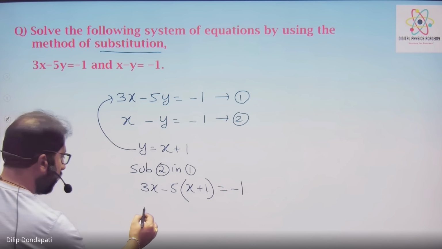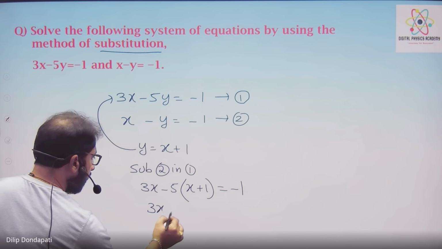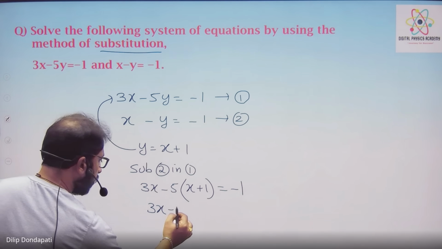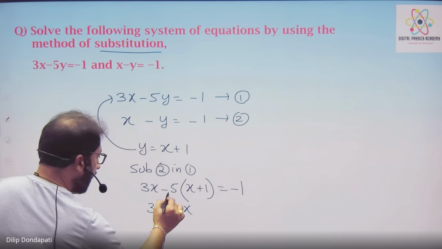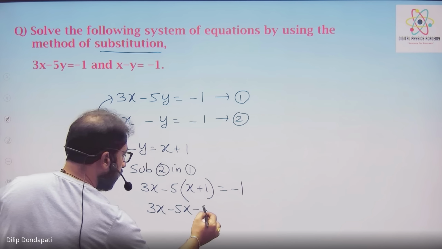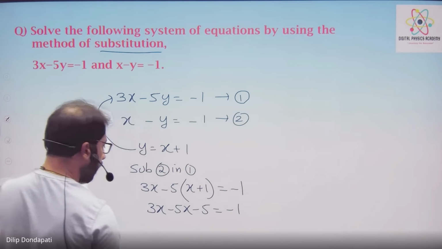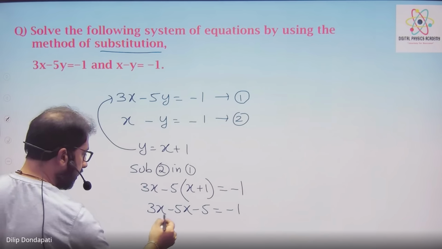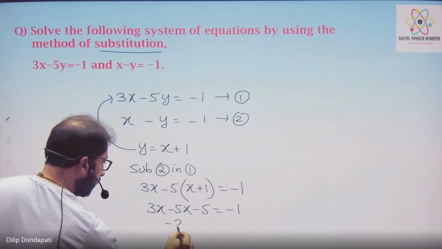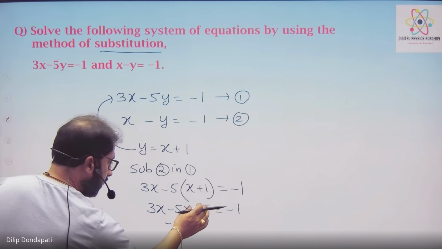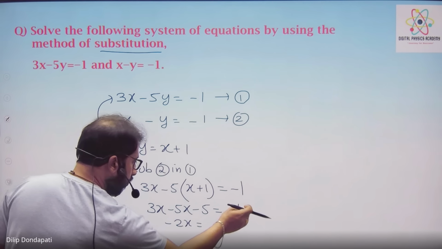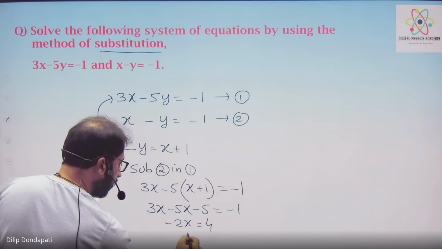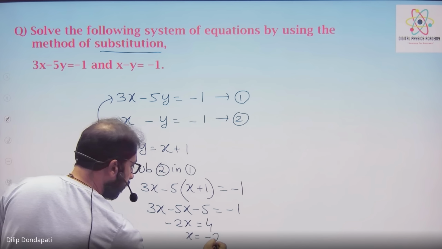Now solve. 3x minus 5 into x is -5x, minus 5 into 1 is -5, is equal to -1. So 3x minus 5x is -2x is equal to -5 plus... when you send it to this side, plus 5. 5 minus 1 is 4, and the x value is -2.